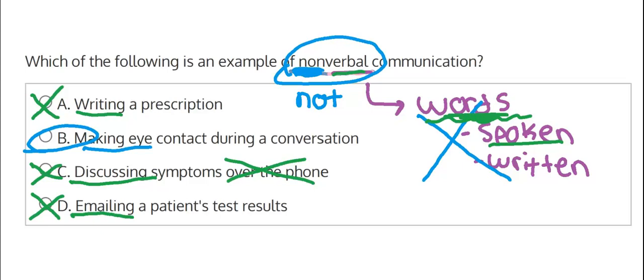So option B, making eye contact during a conversation, is an example of nonverbal communication.